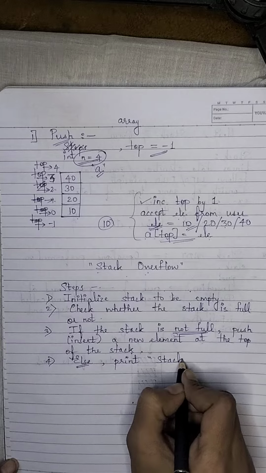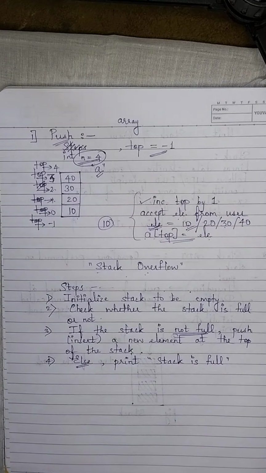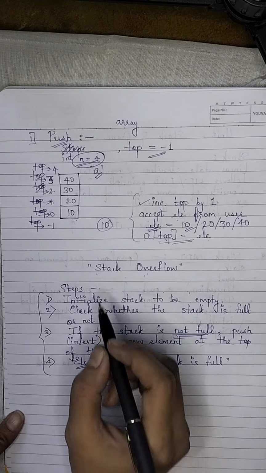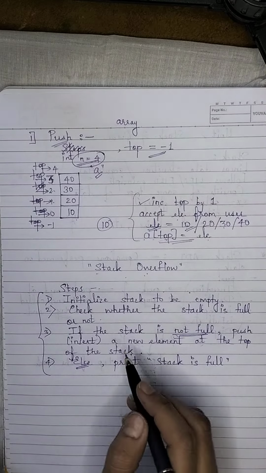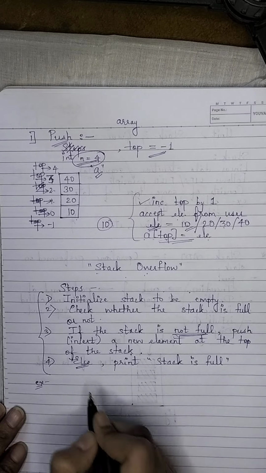Else print stack is full, which means that no further insertion is possible. Getting everyone? So these are the steps to be implemented under push operation. Clear? See, one more time we will see these particular steps. Now, going through one example, let us consider one example.